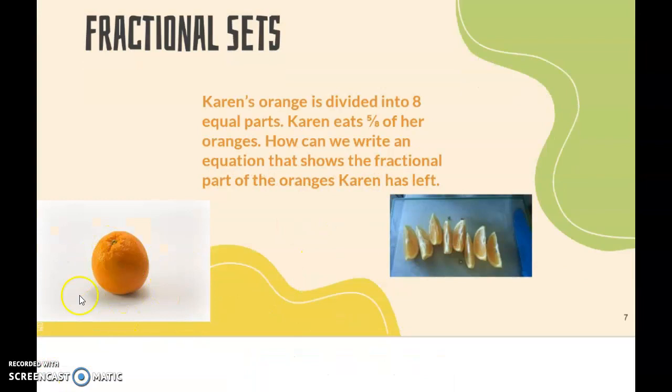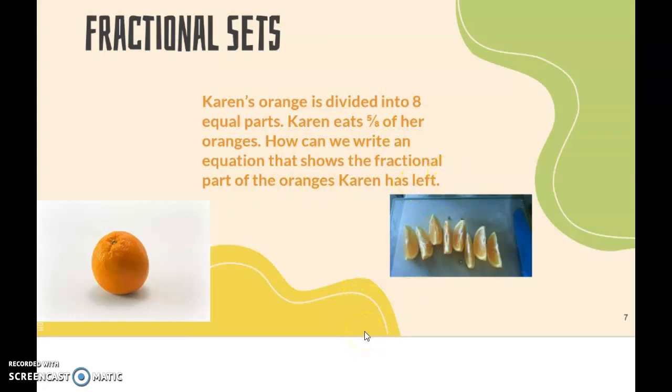Okay, so here's an orange, and this is the whole. It represents one whole. So this orange was divided into 8 equal parts for Karen. It says that Karen eats 5/8 of her oranges. And I hope I didn't call it an apple earlier. It sounded like I did, but I can't. Oranges. How can we write an equation that shows the fractional part of the oranges Karen has left?